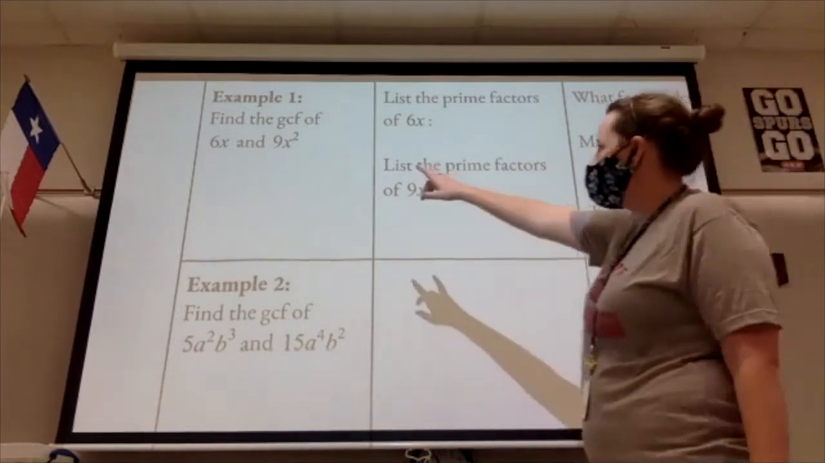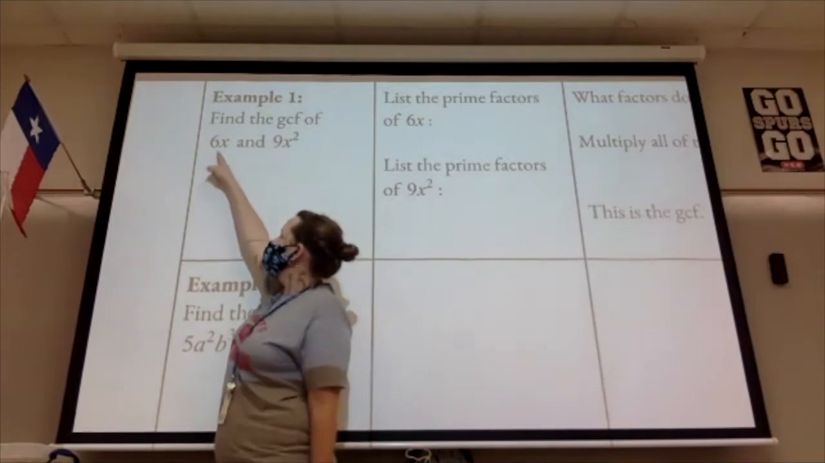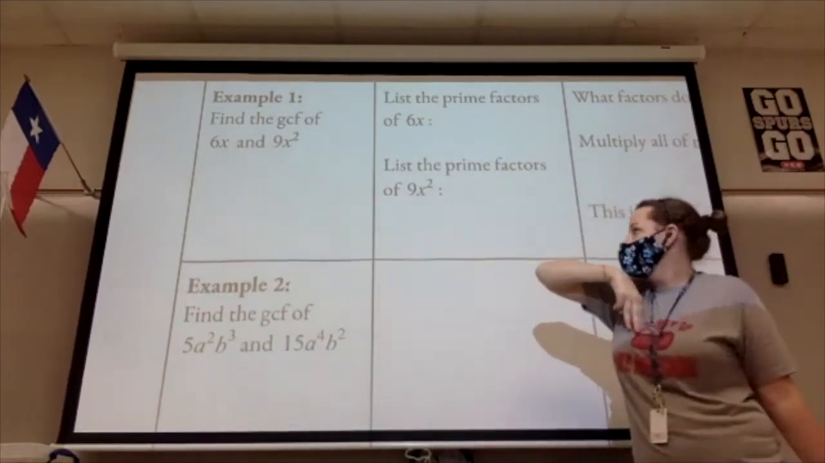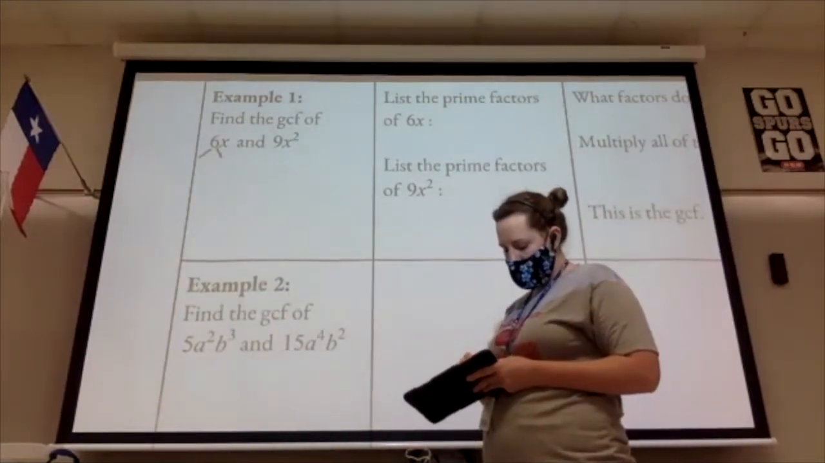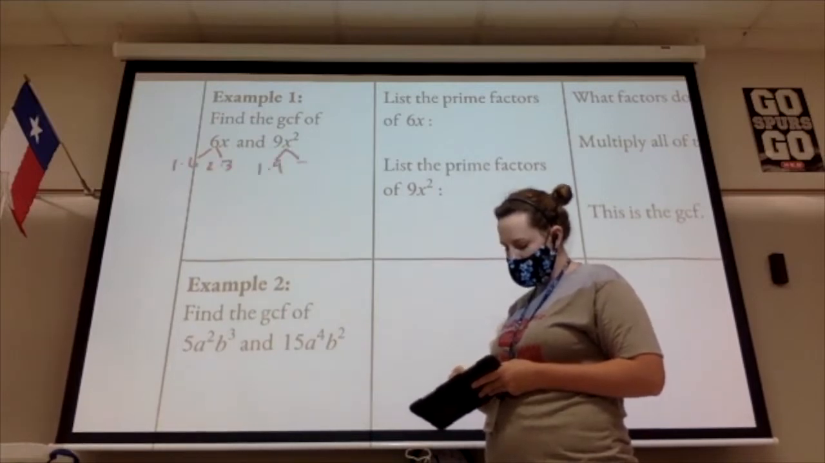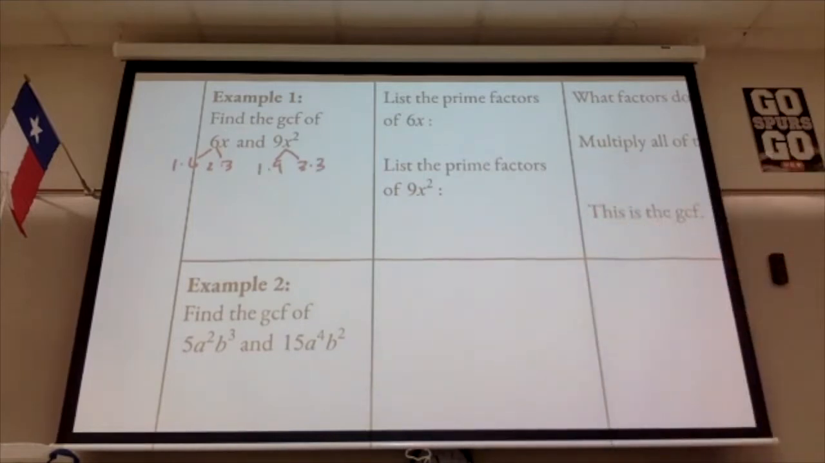Okay, so the GCF of 6x and 9x squared. What is the largest factor of 6 and 9? What's the largest? 3, okay? Because factors of 6, you can get by 1 times 6 or 2 times 3, right? 9, you have 1 times 9 or 3 times 3. So the biggest number they have in common is the 3.